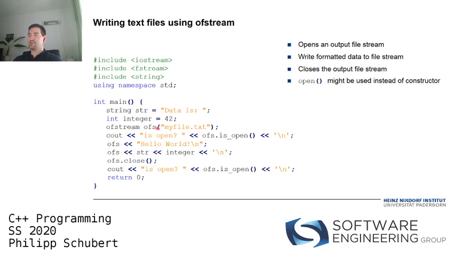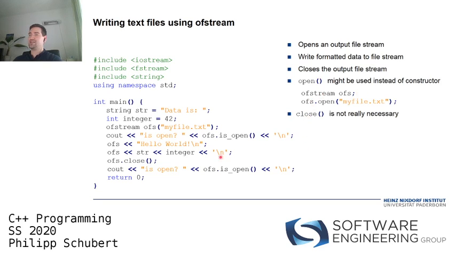Open might also be used instead of the constructor. I mean, the constructor, if you give it a file name, directly creates a file and tries to open it. Also, that would be possible: you could use a default constructor receiving no arguments, and then explicitly call open and give it a file name. So that would be an alternative.